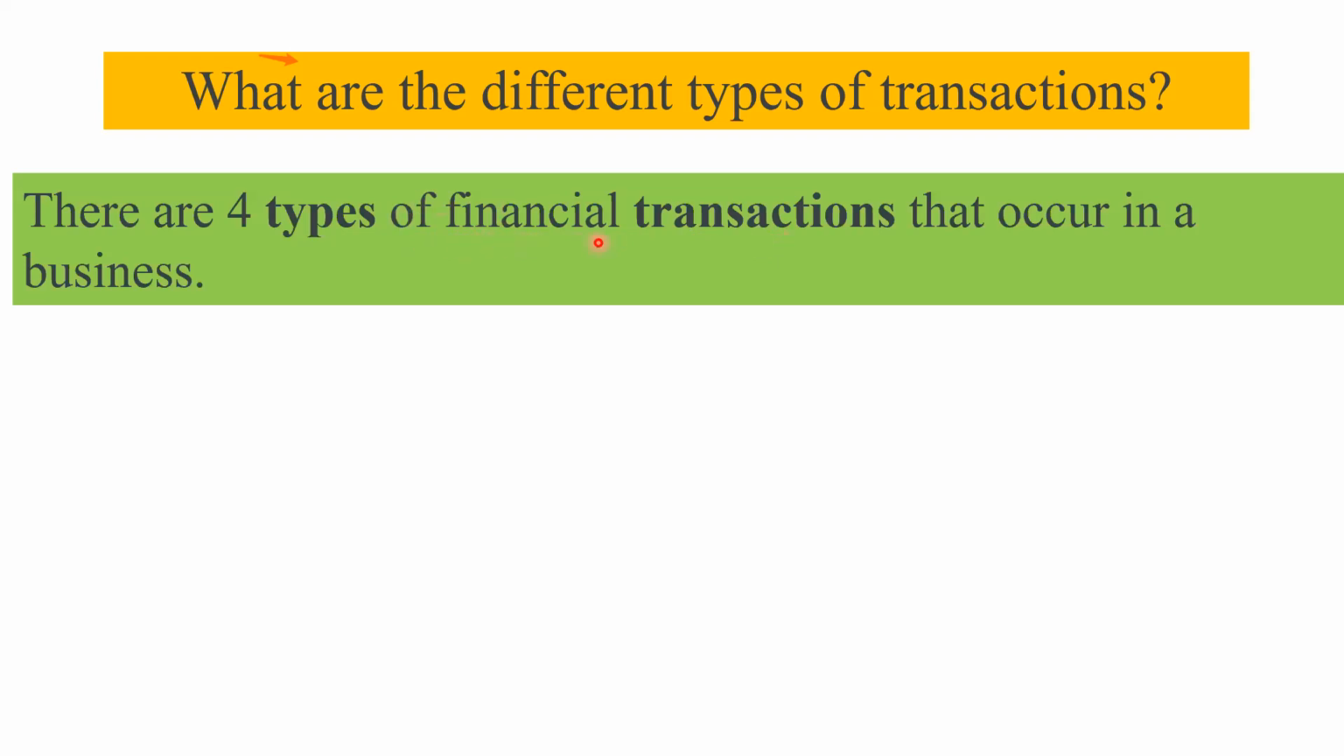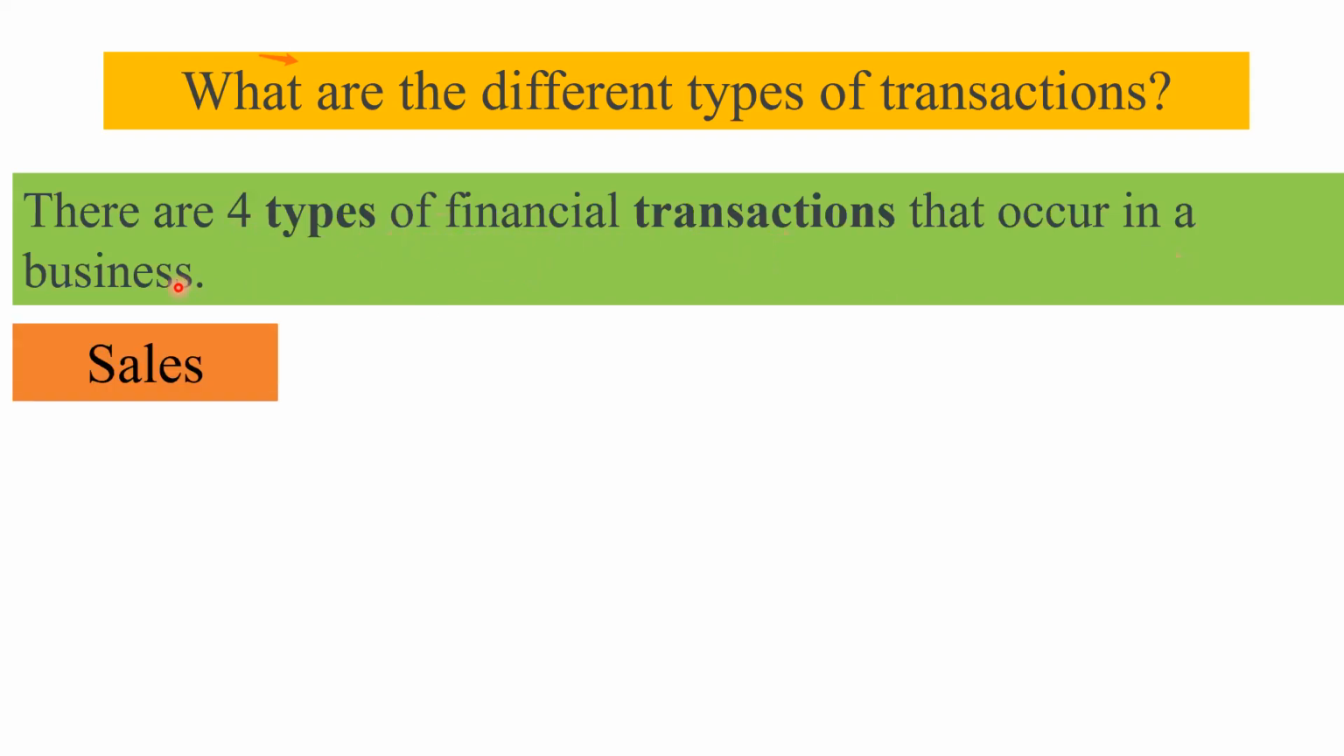What sir is telling monetary transactions? Now he is telling financial transactions. So both are the same. Business means money. Money is involved in the business. So that's why, in accounting terms, we call them four types of financial transactions that occur, obviously, in a business. So what are those four types?